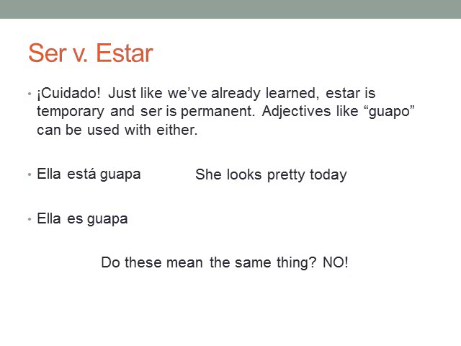In the first one, she looks pretty today. Perhaps your friend has dressed up really well, and you're looking at her thinking, wow, she looks really good today. You would say, ella está guapa. While ella es guapa, she is pretty in general. Very important difference there. So be careful when you're between using ser and estar in these situations.